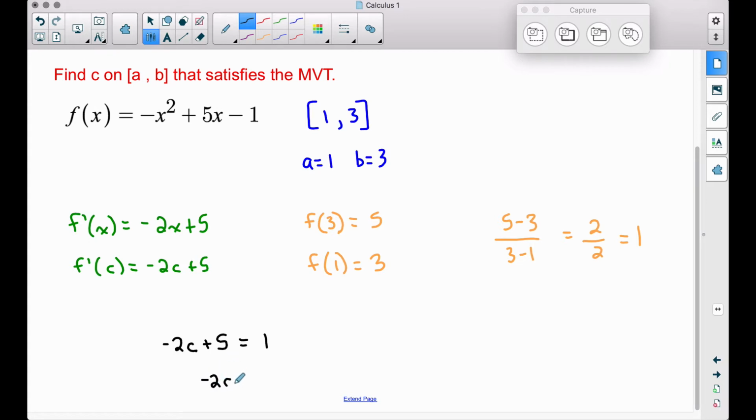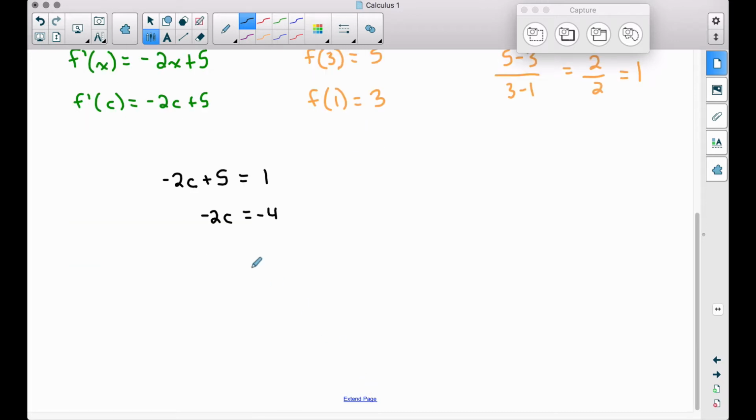Subtracting 5 from both sides, we get negative 2c is equal to negative 4. And then we divide both sides by negative 2, so our c value is 2. This was a lucky guess for this particular problem. Recall earlier I did mention it would be somewhere around 2 where the slope of that tangent line would be equal to the slope of the secant line.